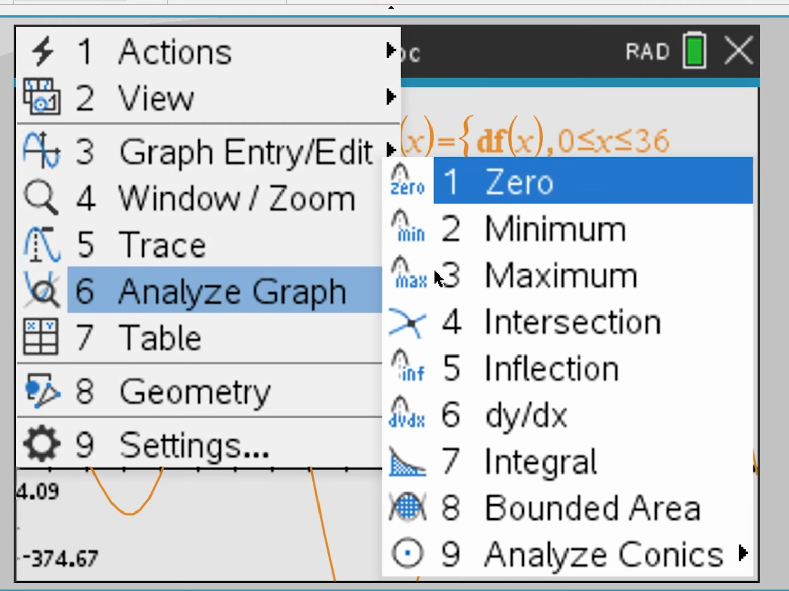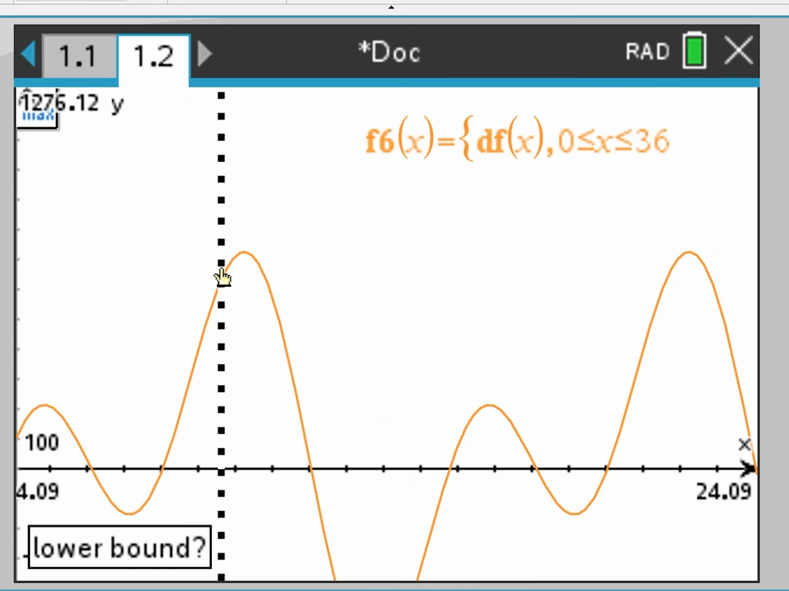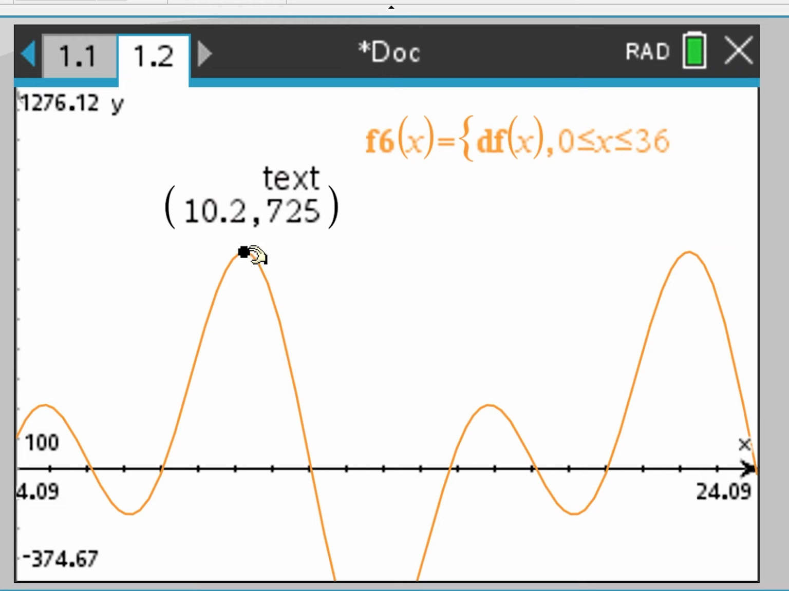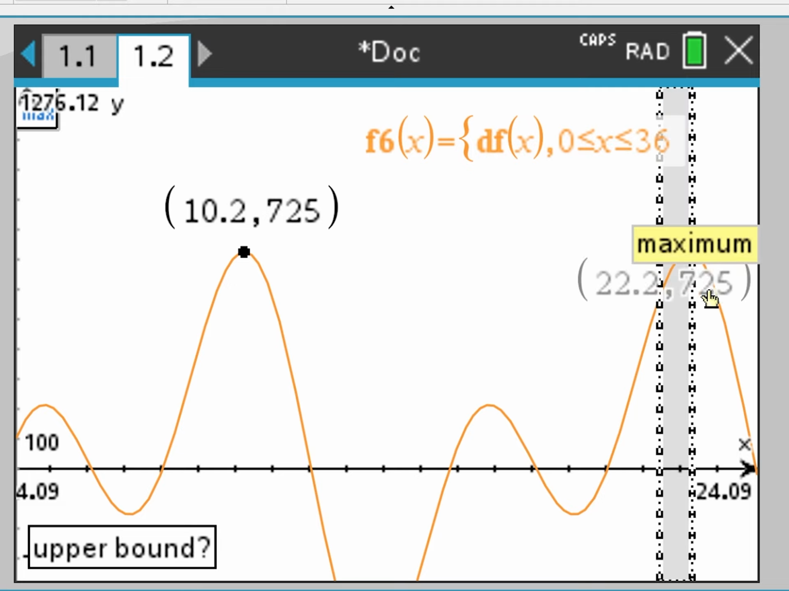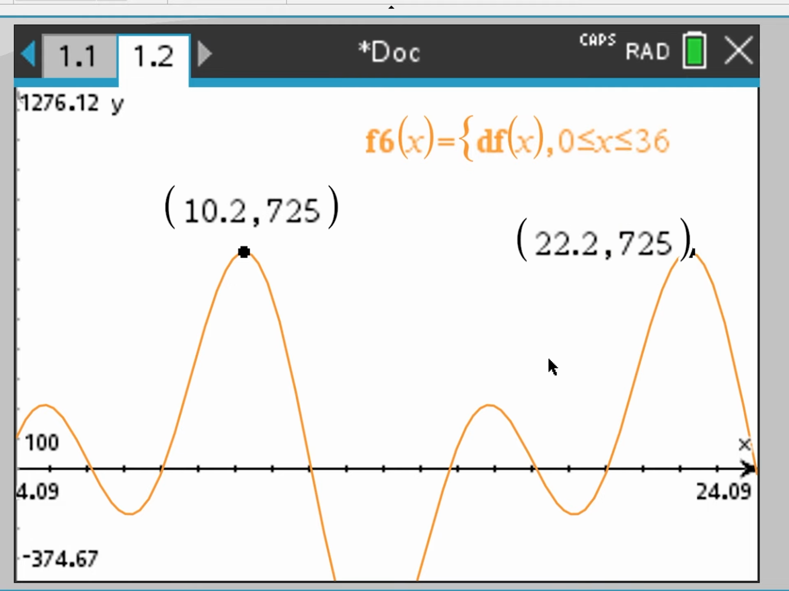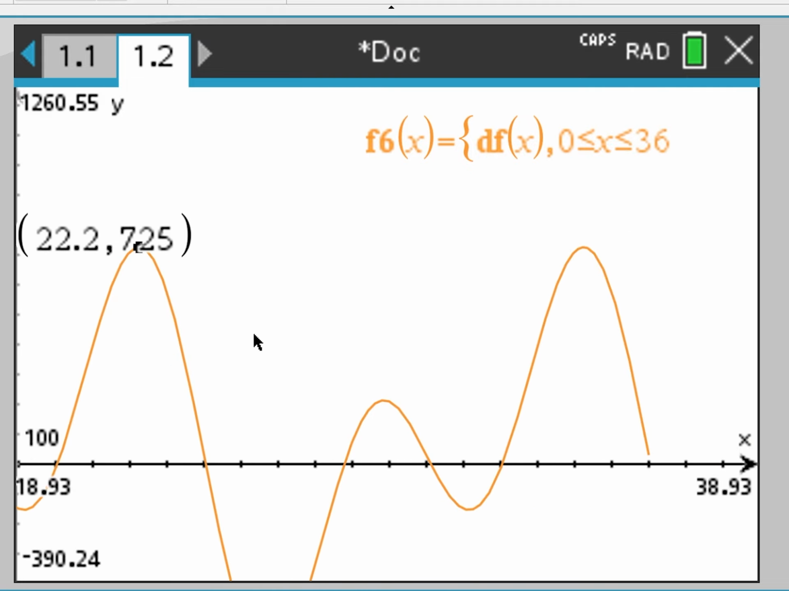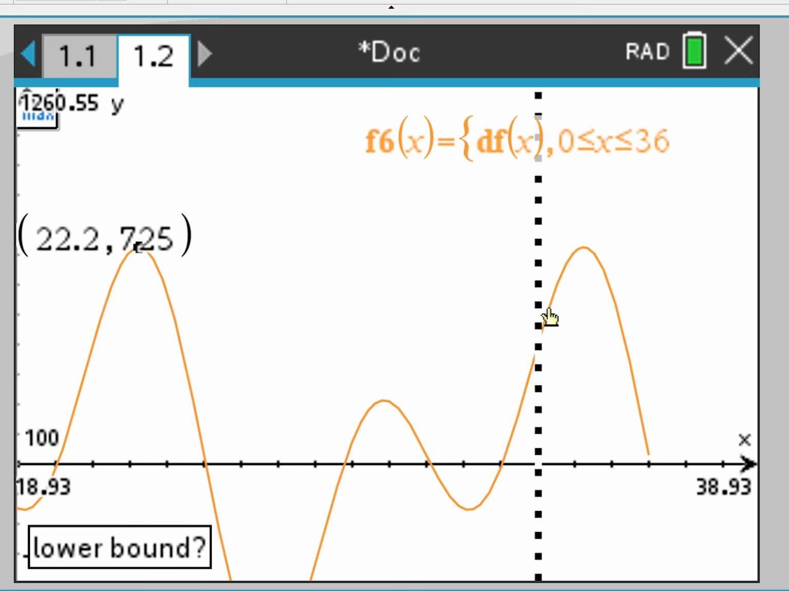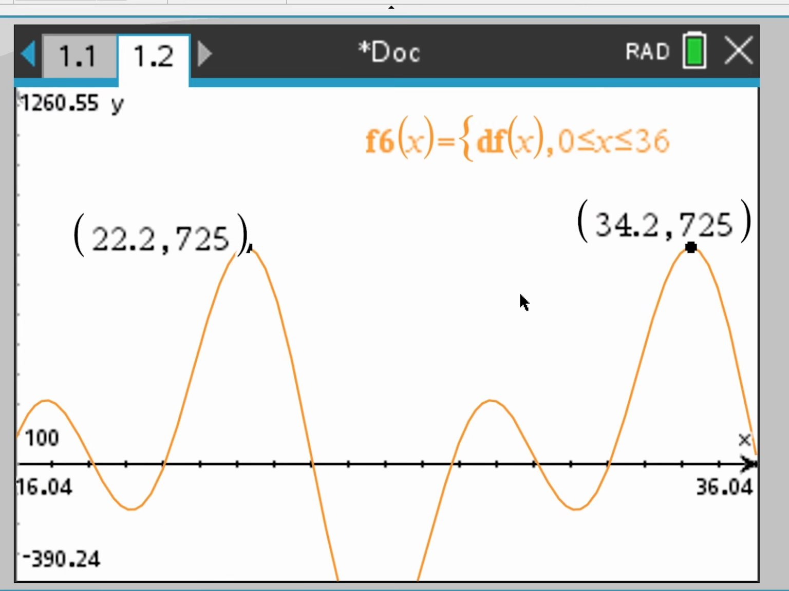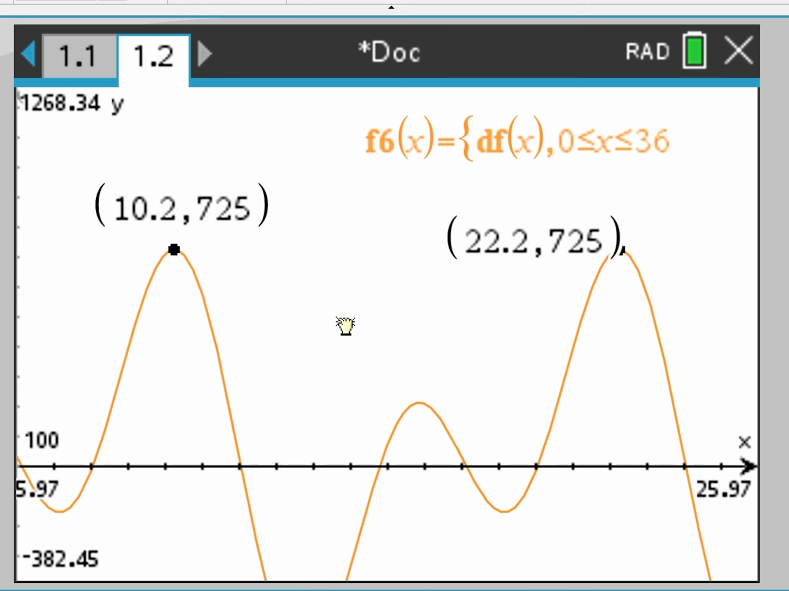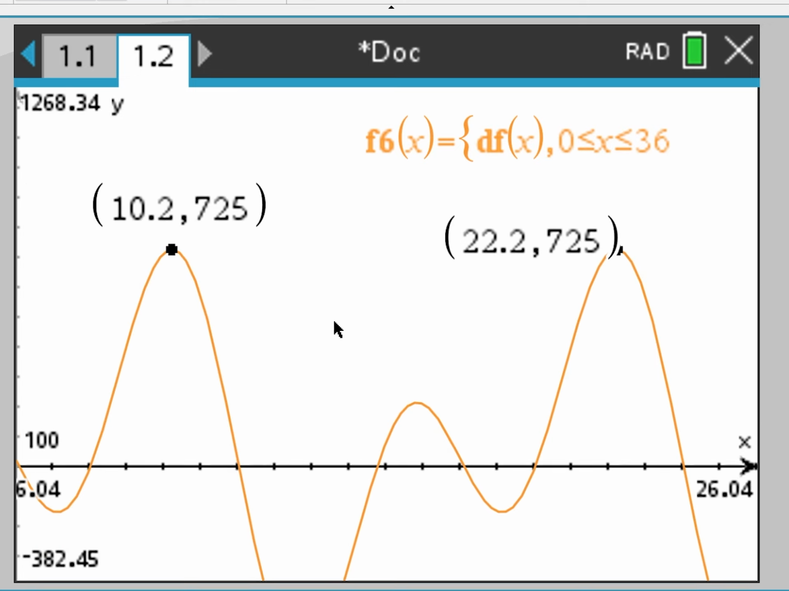So menu 6, maximum. So our t1 maximum will occur at 10.2. Let's find the other ones as well. So 6, okay, 22.2 and menu 6.3, which is 34.2. Okay, well, that made everything a lot easier, saves a lot of time as well, and it asks us to write it to 1 decimal place.